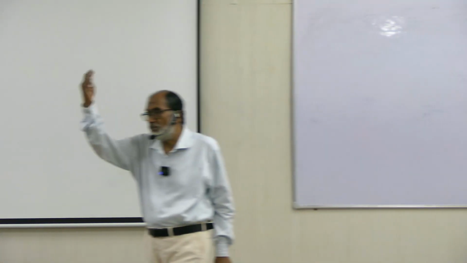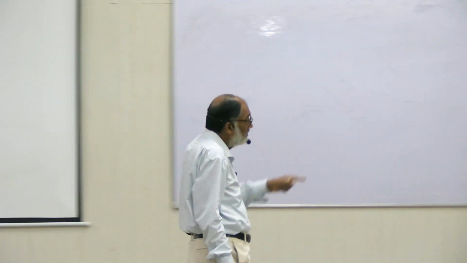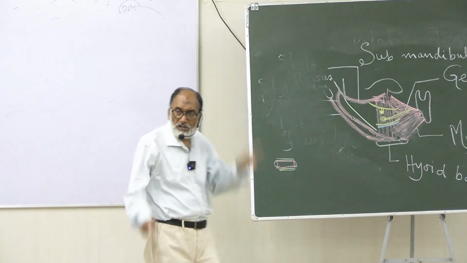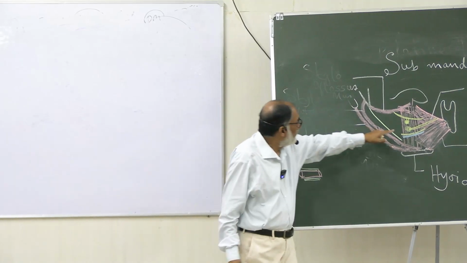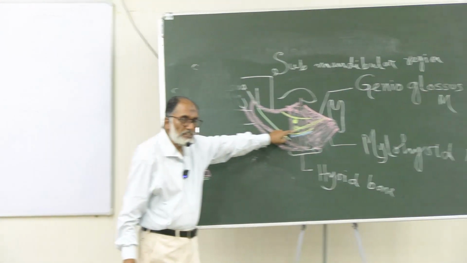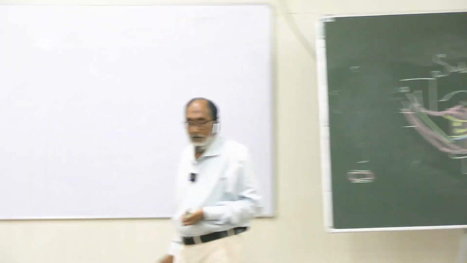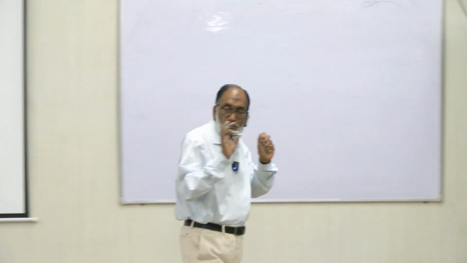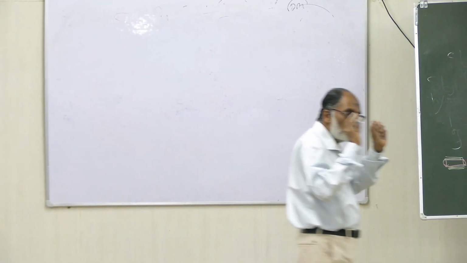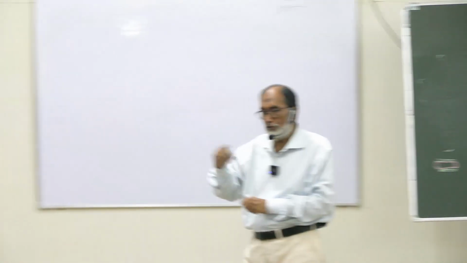If you are asked what are the structures on the lateral surface of the hyoglossus muscle from above downwards, they are the lingual nerve, which is coming from the mandibular division. Then the deep part of the submandibular salivary gland. Then you will get the hypoglossal nerve. All muscles of the tongue will be supplied by the hypoglossal nerve, except palatoglossus.